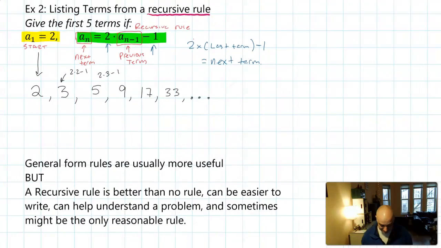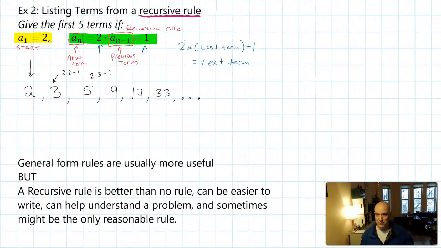But it turns out that general forms are actually more useful, right? Like, what if I wanted the 100th term? Well, I don't really want to write 100 terms to get to the 100th term. I'd like some sort of closed form, happier equation. So we don't use recursive rules a lot in math when we're looking at sequences. But they're better than having nothing.